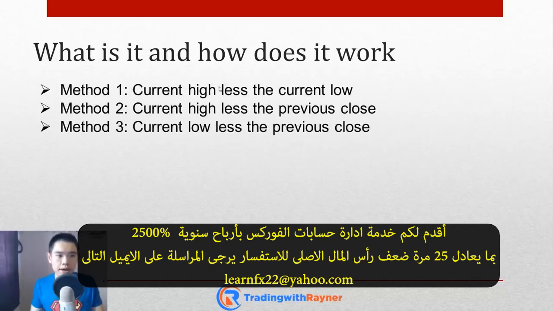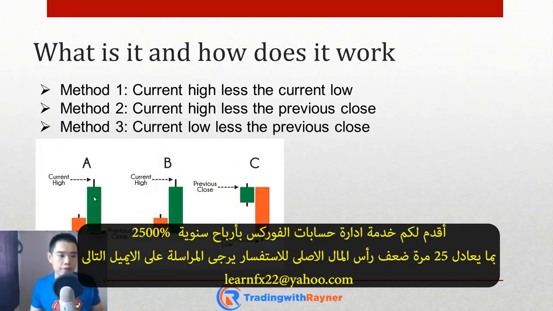The first method is current high minus the current low. The second method to calculate it is the current high minus the previous close. And the third method is the current low minus the previous close. Now, why are there three methods? The reason is simple. It's because of the way the charts can form. For example, if the first one you get is a bullish engulfing pattern, you go with method one. Let's say image A. Method one, current high less the current low.